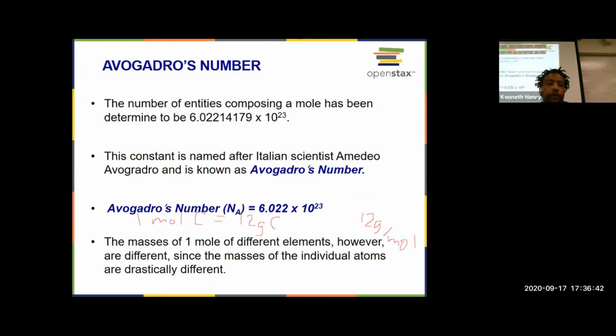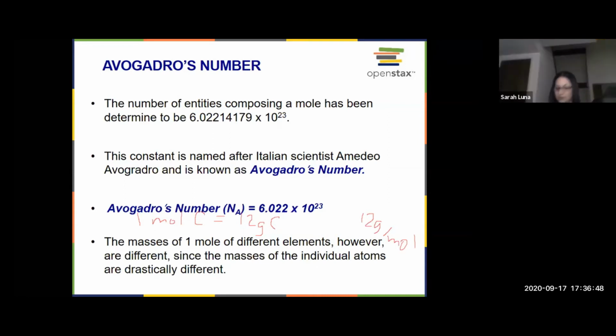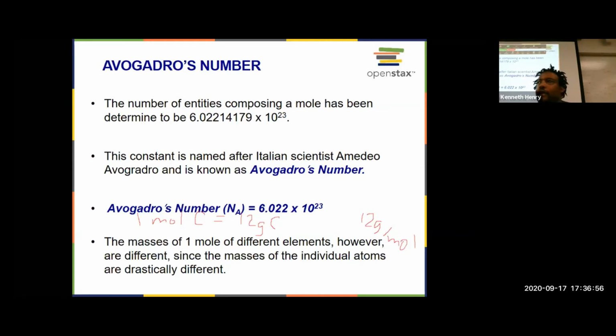Okay. So we've talked about Avogadro's number. 6.022 times 10 to the 23rd. So we know that that's going to be 1 mole, and that gives us a quantity. 1 mole is going to equal this much, even though we know that 1 mole of carbon weighs this much. So we know that 12 grams of carbon will be a total of 6.022 times 10 to the 23rd carbon atoms.